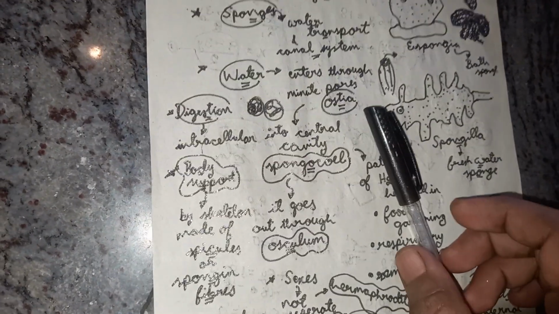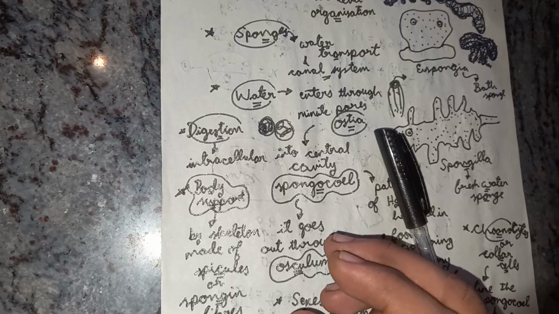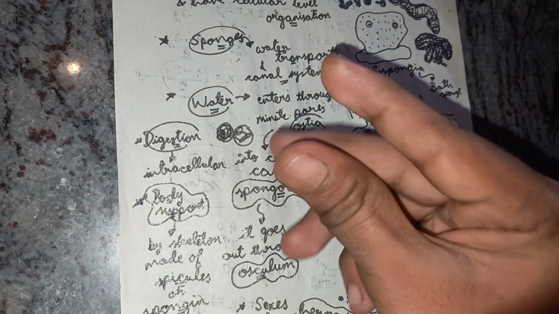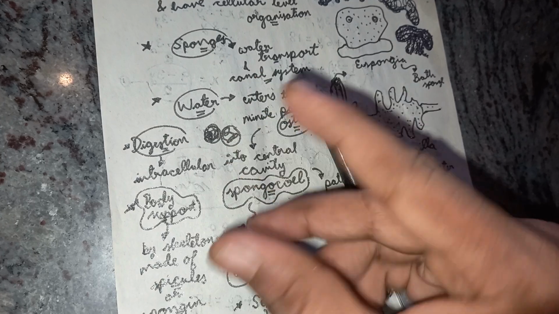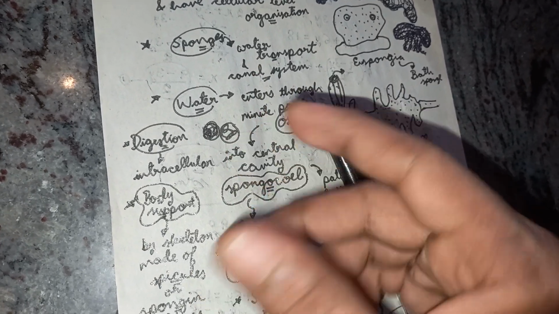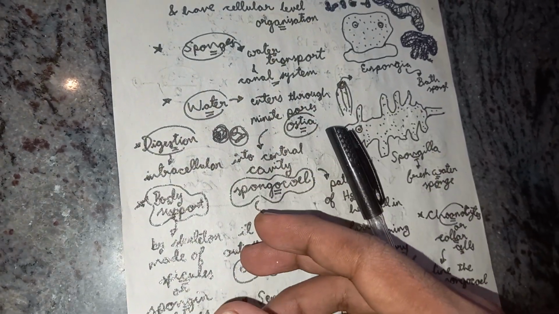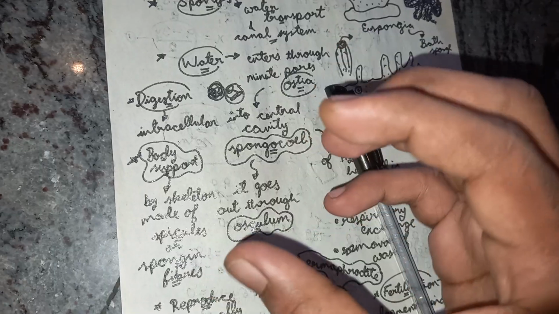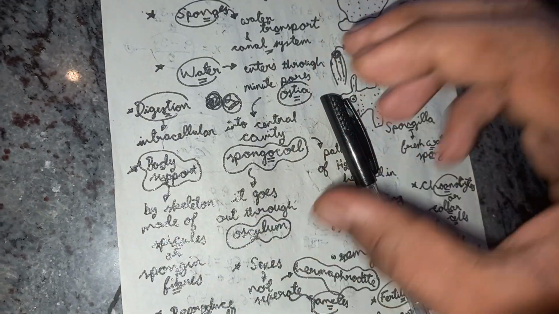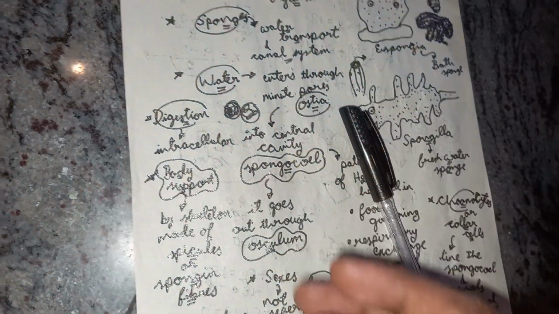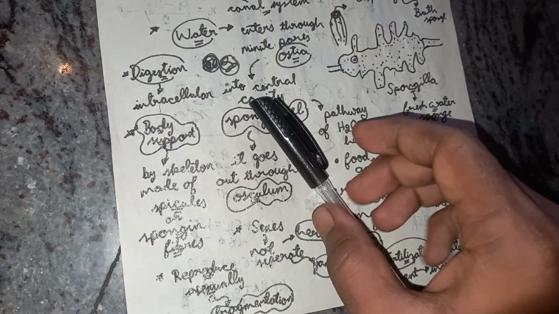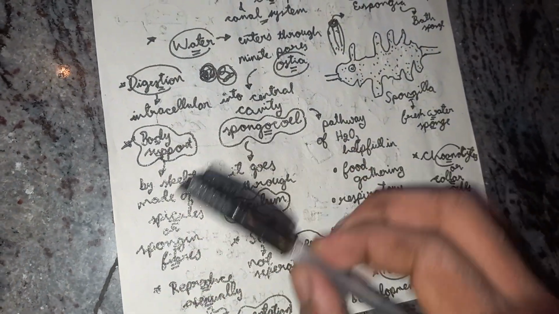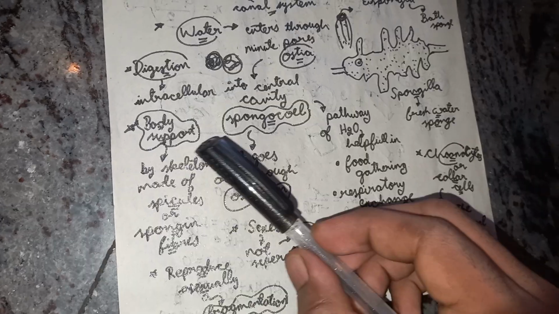And the digestion of sponges is intracellular, meaning each nutrient must go inside the cell, and inside the cell the digestion happens like it happens in amoeba, not like us, in which the stomach secretes juices outside the cell and digestion happens there. Its body support is a skeleton made up of spicules or spongin fibers.